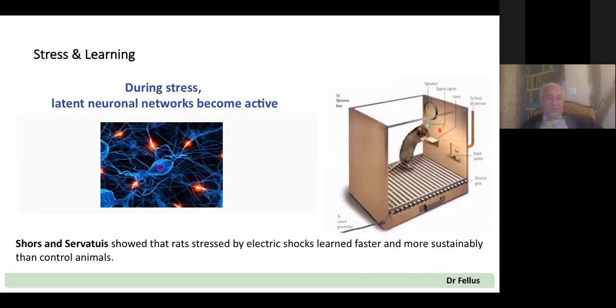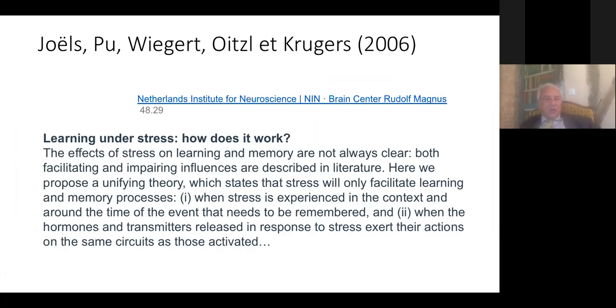And we know now that stress is very important in learning because a latent neuronal network becomes active. This work by Shors and Servatius showed that rats stressed by electric shock learn faster and more sustainably than control animals. But stress is important, though not all stress. There are different kinds of stress. And how does learning under stress work?